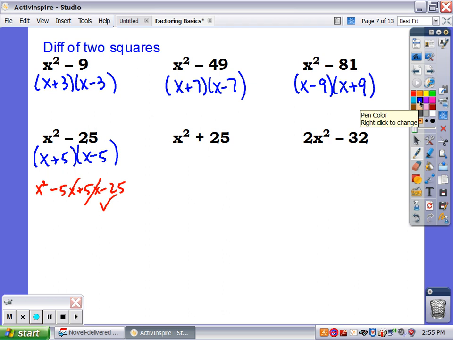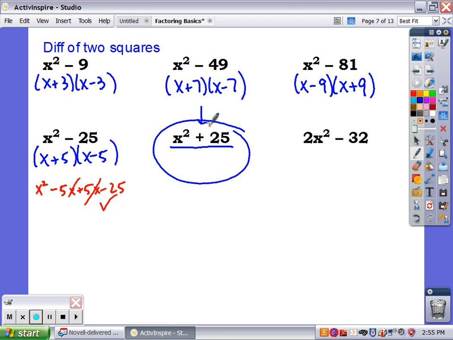All right, keep going. Factor x squared plus 25. That's right, you can't because there's a plus sign there. It's prime. Remember, it's called a difference, subtraction. Difference of two squares for a reason. Once you see the plus sign, stop. You're not going to be able to factor it.